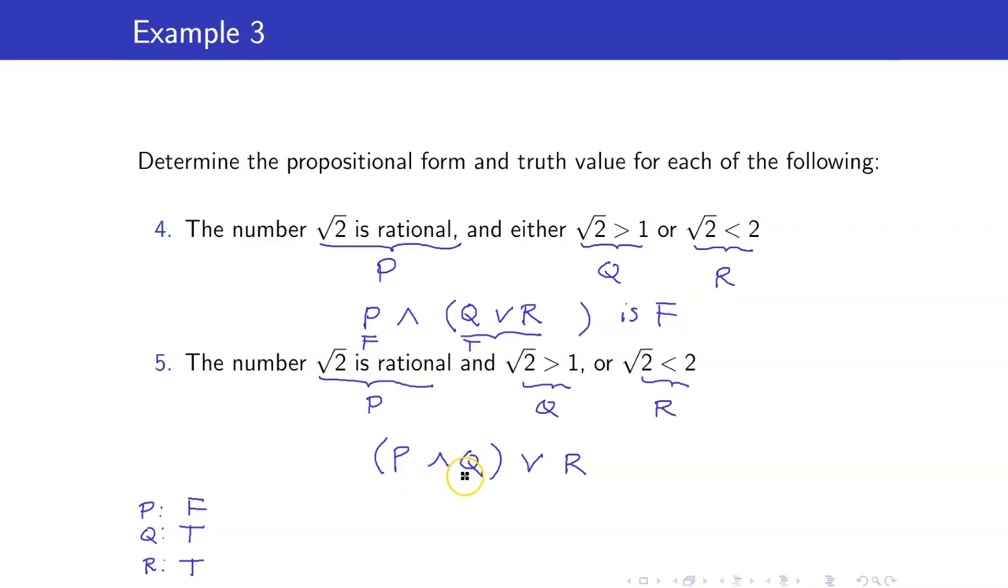Next, for number 5, P and Q. This is false because P is false. R is true. So one of them is already true. So therefore, this is true because we have the connective OR.